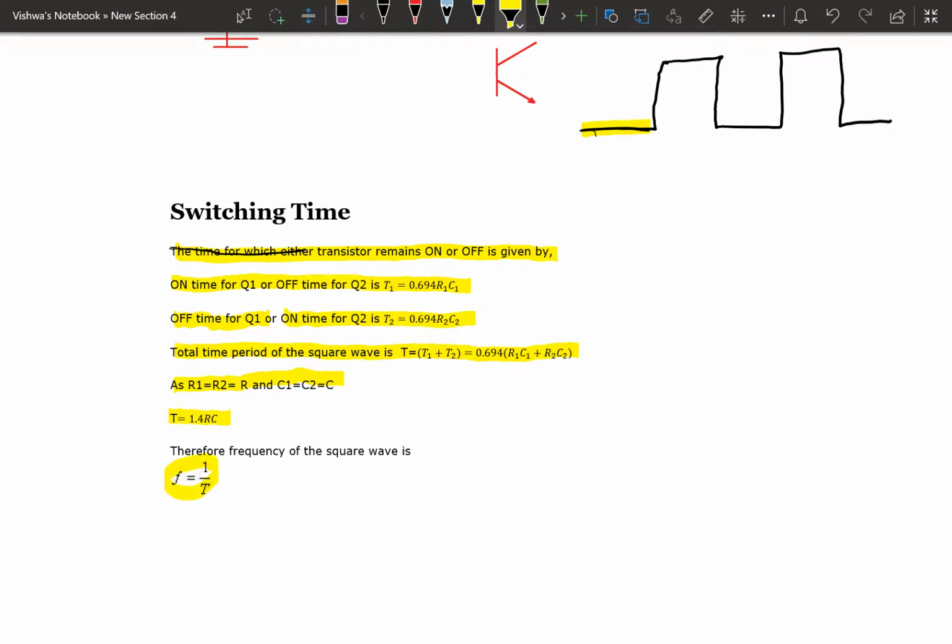In the next class I am going to start monostable multivibrators as well as bistable multivibrators. Okay. Now take the assignment question. The question is, what is an astable multivibrator and explain its operation.